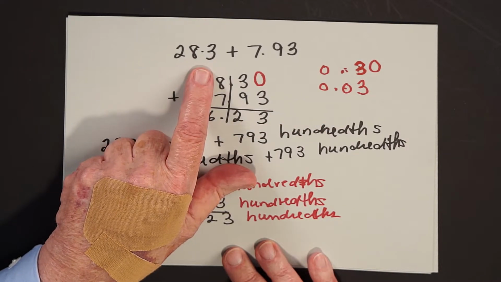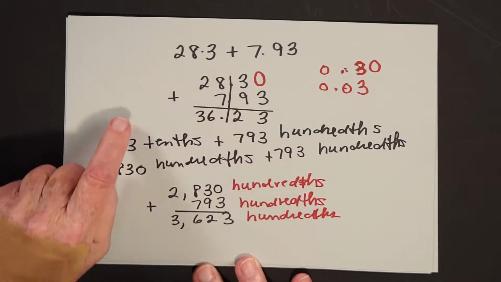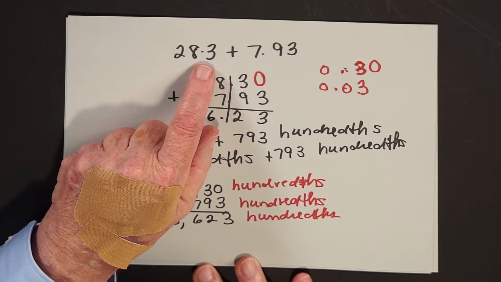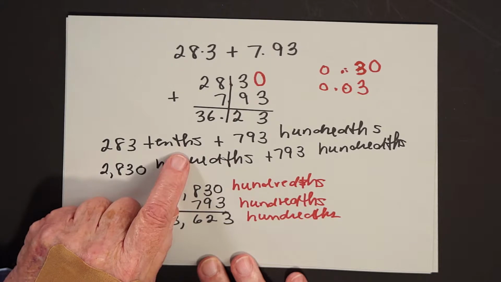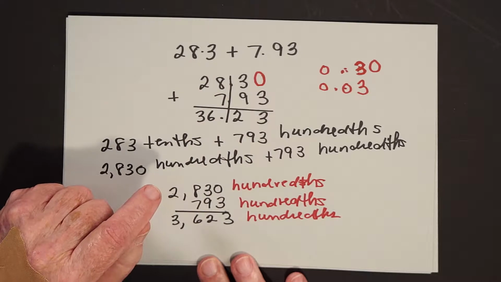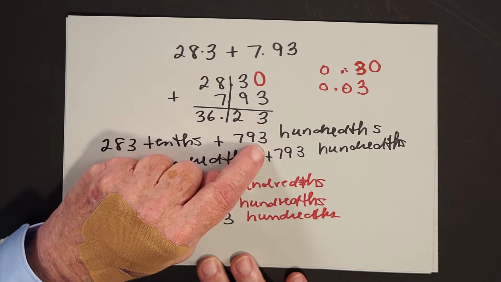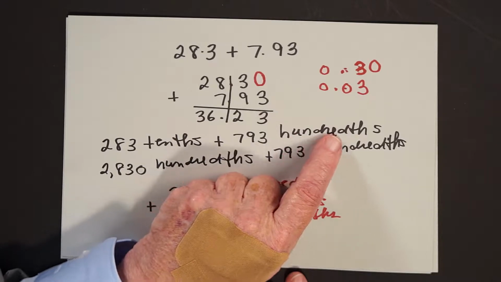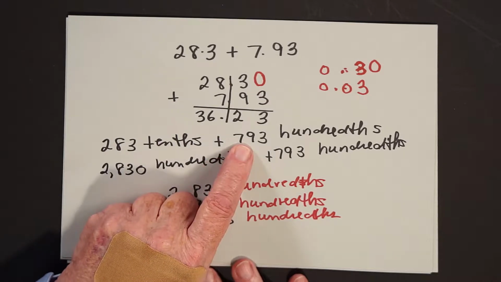Anyway, let's read this now verbally. 28.3, if you didn't see the decimal point, would be 283. But what's the noun? What's the unit? Since there's one digit to the right of the decimal point, it means that the unit is tenths. In other words, the number of zeros corresponds to the number of digits over here. 7.93, without the decimal point, is 793. But since there are two digits to the right of the decimal point, the 793 is modifying hundredths. So now, you're adding 283 and 793.